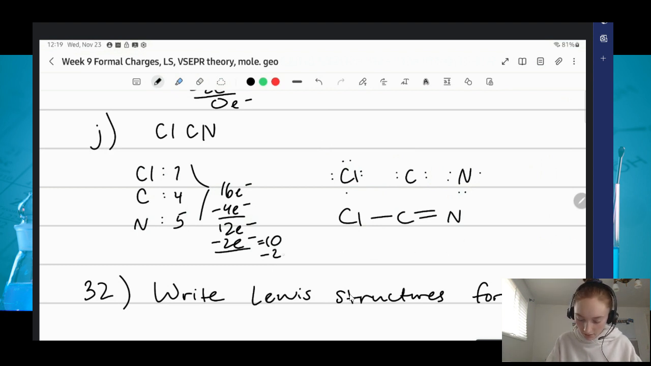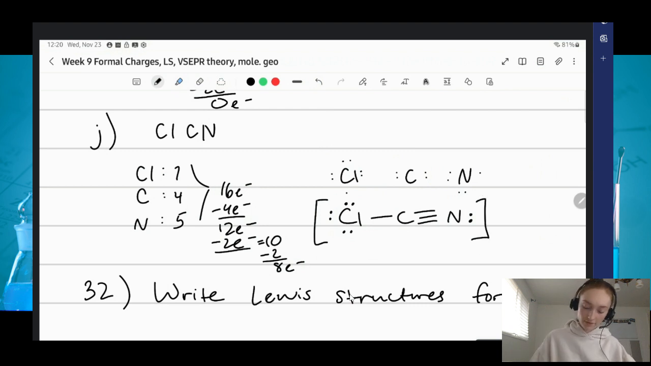So that's minus 2, and so that's 8 valence electrons. If we add 1 more bond, carbon is already satisfied since it has 8 there. Then the nitrogen would need 2, and the chlorine would need 6. Let's count up what that would look like. So that's 2, 4, 6, 8. That's 8 valence electrons, and that's exactly what we had. So that is the final structure of this molecule, or Lewis structure. Everything is nice and happy and satisfied. So let's move on to the next question.